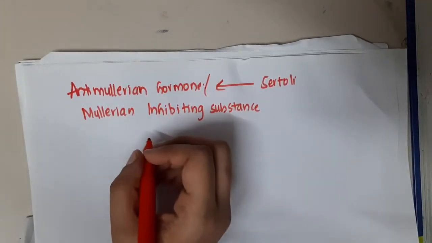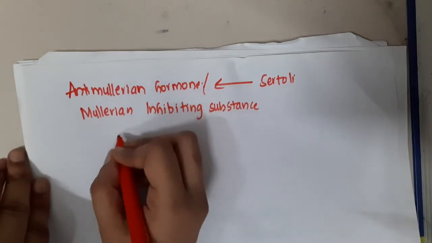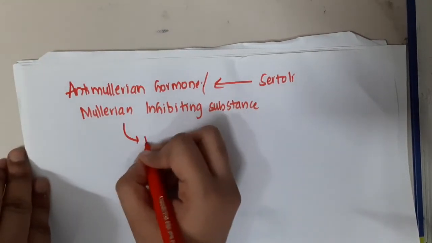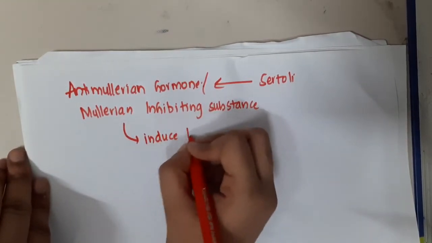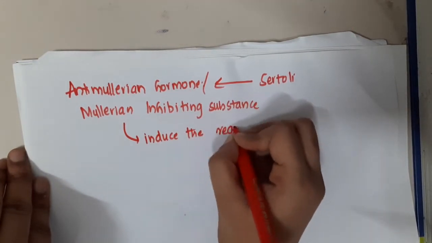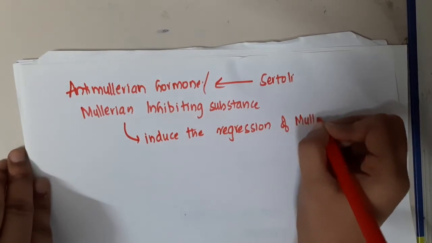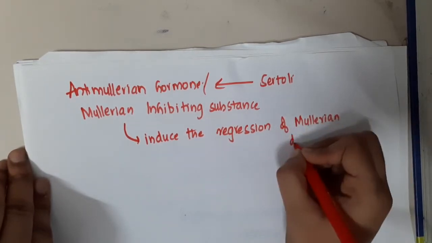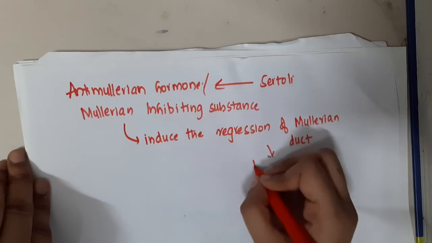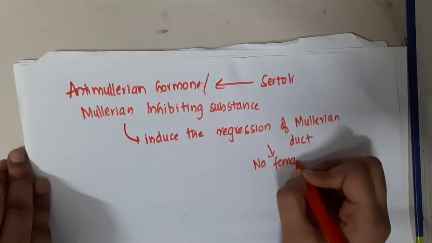This anti-Mullerian hormone will induce the regression, or destruction, of the Mullerian duct. As a result, no female reproductive tract will be formed.